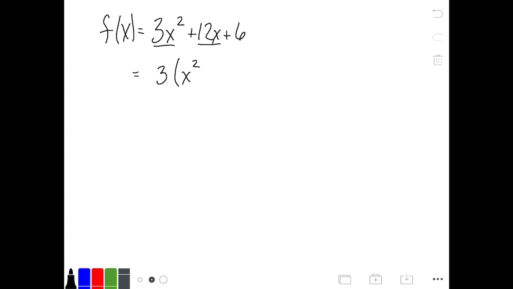3 times what gives me 12x? Well, hopefully you just said 4x. Close the parentheses and then put that plus 6 outside. All right, so now I'm ready to complete the square.